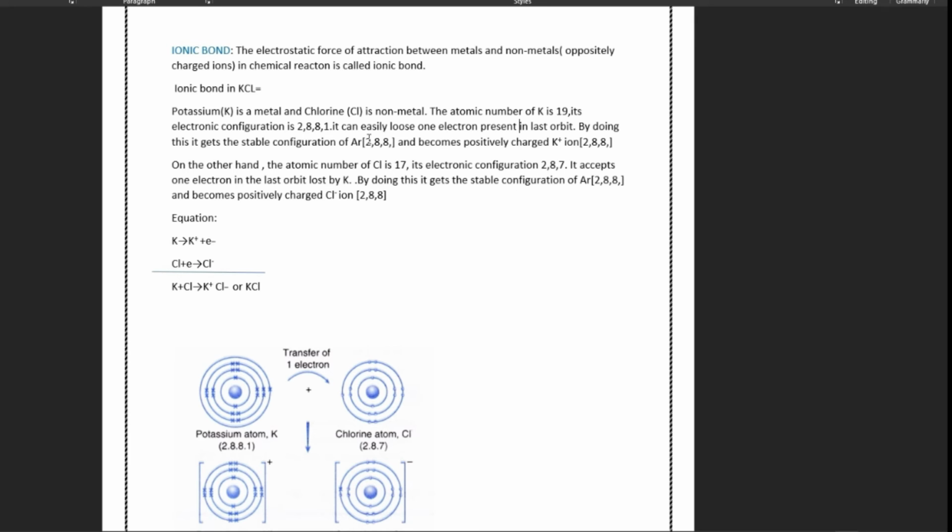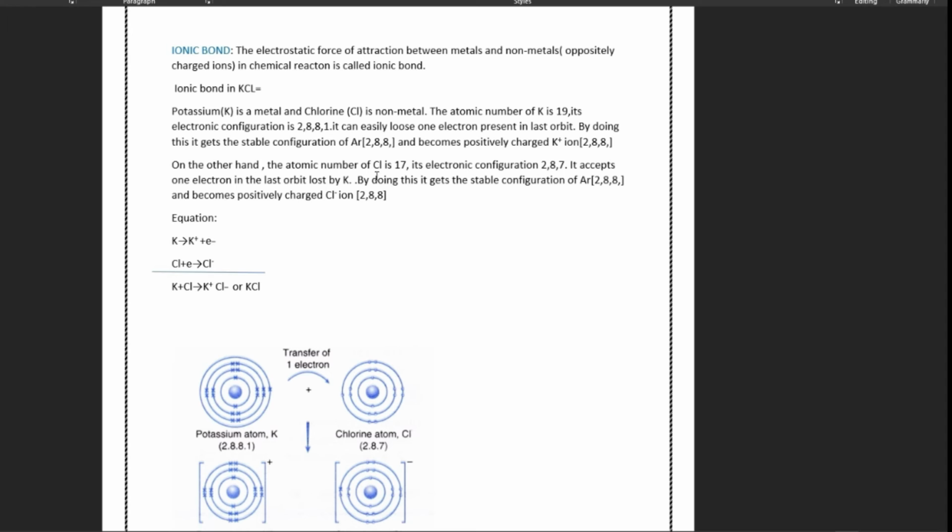The atomic number of potassium is 19. Its electronic configuration is 2, 8, 8, 1. It can easily lose 1 electron from the last orbit to be stable. By doing this, it gets the stable configuration of argon, 2, 8, 8, and becomes a positively charged potassium ion. So to become stable, it easily loses its 1 electron in the outermost energy level.